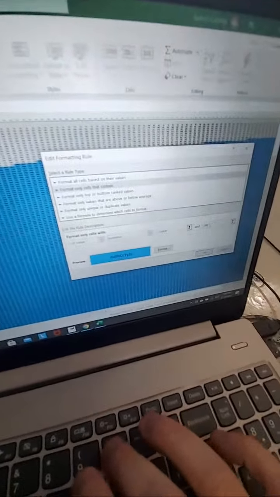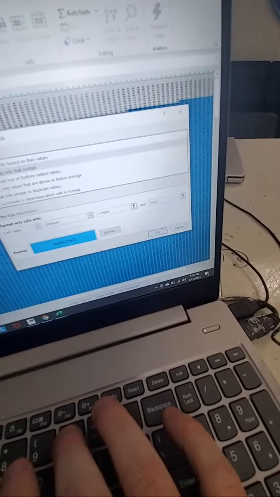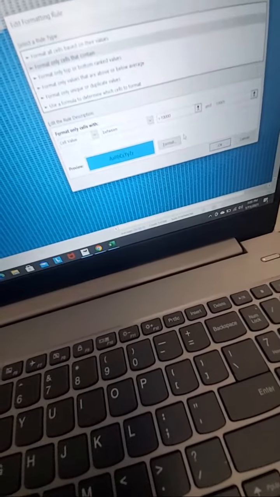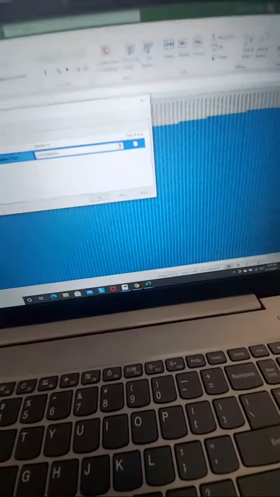10,000, 100,000, 10,000. Let's just do 10,005. And then that's the pattern it gives you.